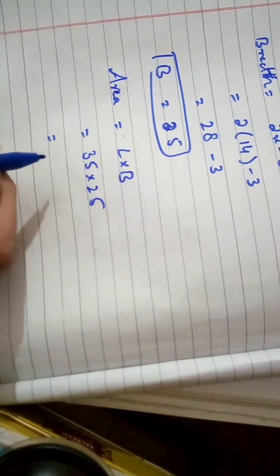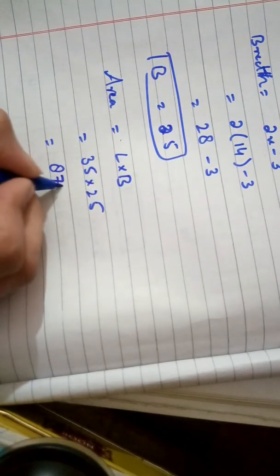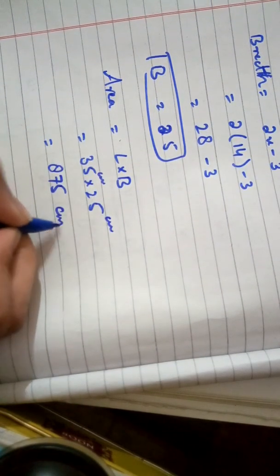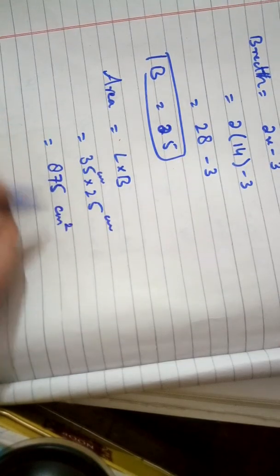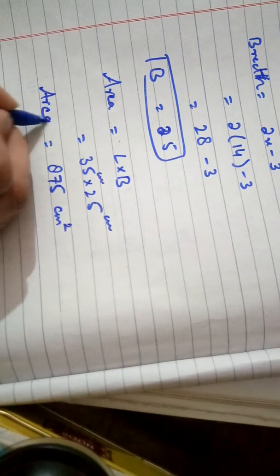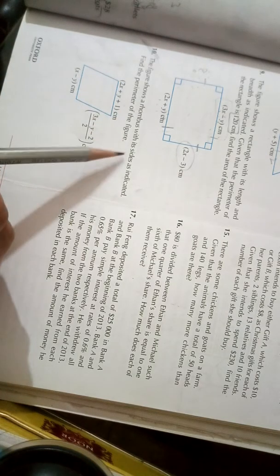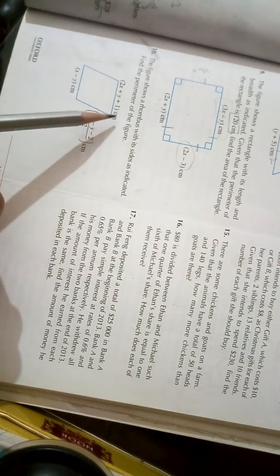So find out the area. Area is equal to length multiplied by breadth. So length is 35 and breadth is 25. So multiply these two values, 35 multiplied by 25. 875. This is in centimeters, this is in centimeters, and on multiplying centimeter by centimeter, the power will be 2, centimeters square. So area of the rectangle will be 875 centimeters square.